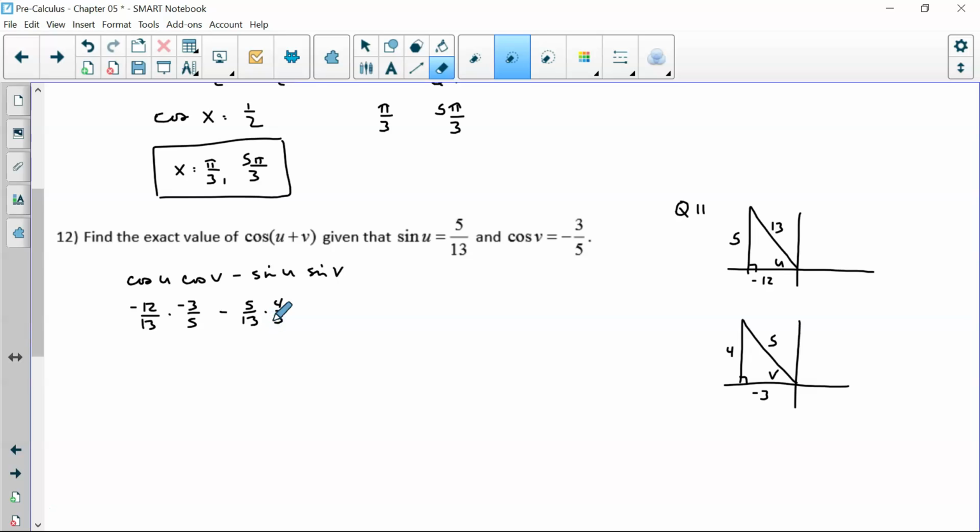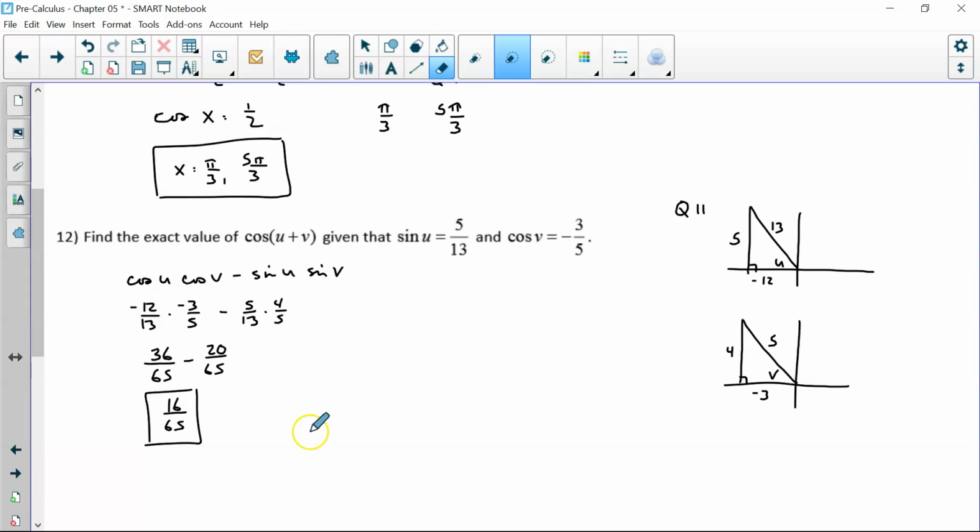So we multiply the fractions. Negative 12/13 times negative 3/5. Negative 12 times negative 3 is 36. 13 times 5 is 65. Minus 5 times 4 is 20 over 65. Luckily, we can combine them. We already have a common denominator. We get 16 over 65. And there's the exact value: 16 over 65.